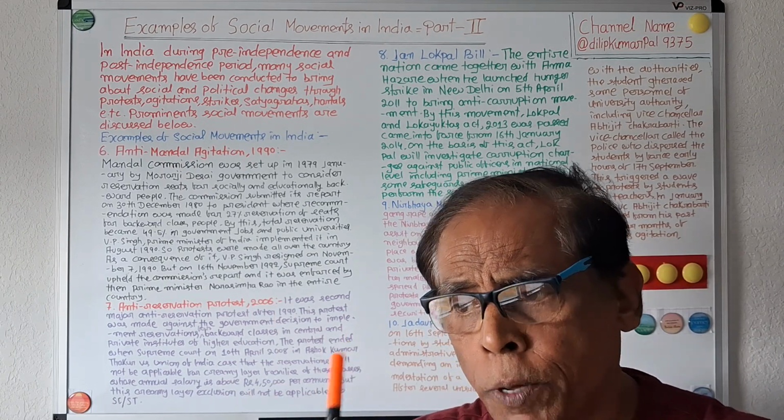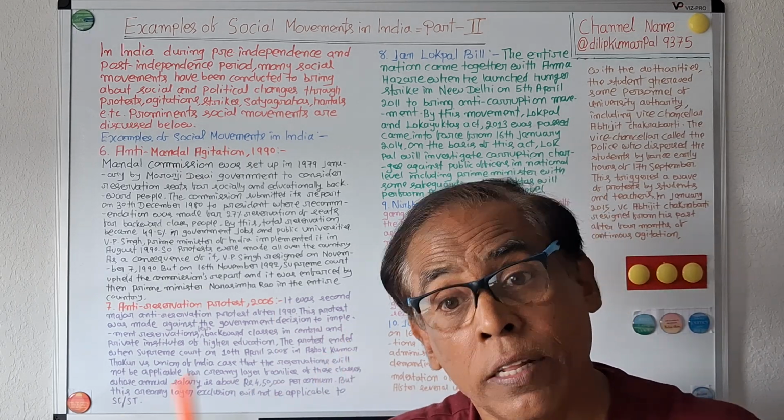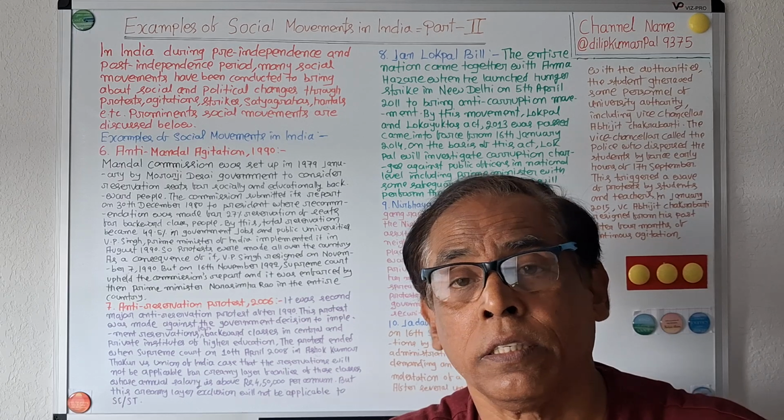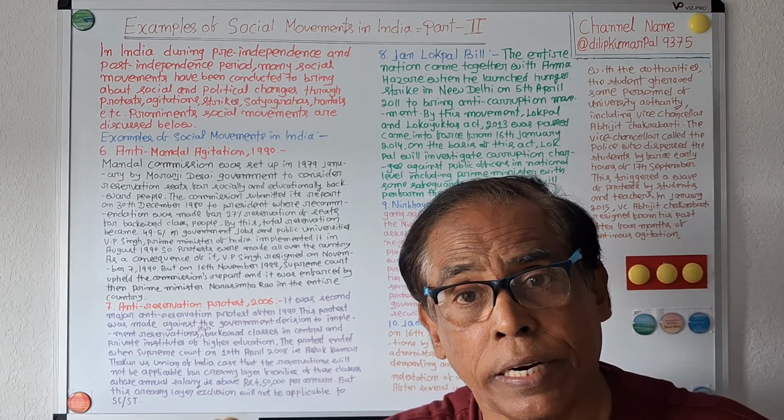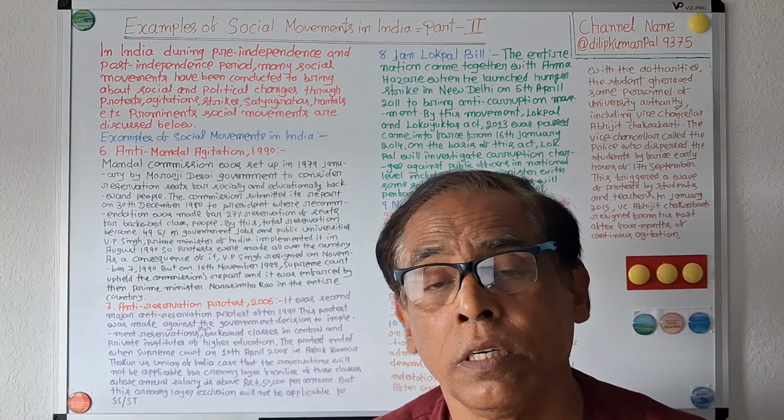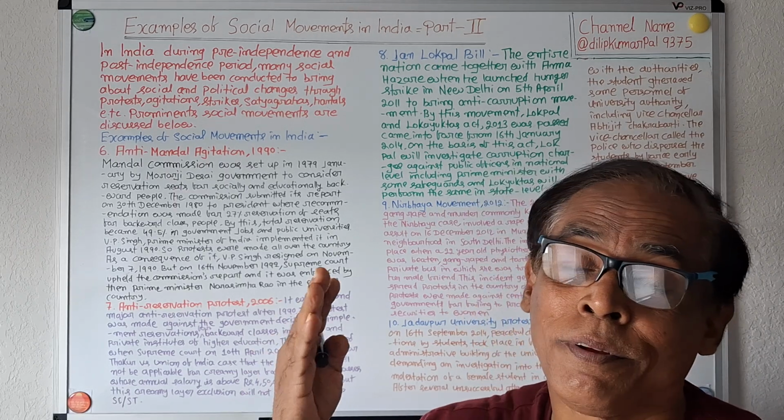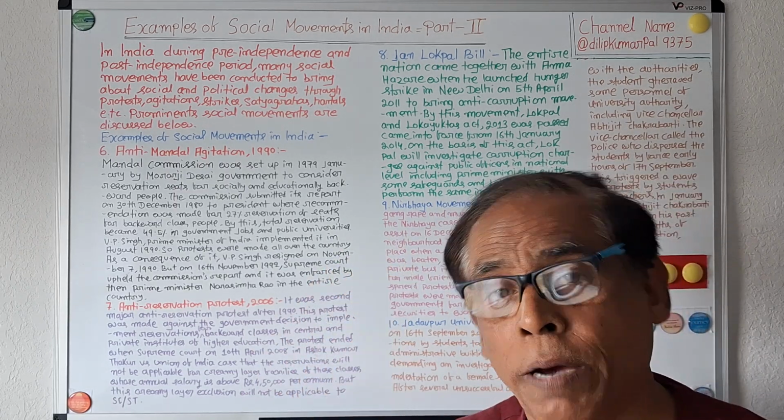It means for people of ST and SC, even if they are creamy layer, even if they are rich, they will be entitled to their reservation, which is 22.5%.